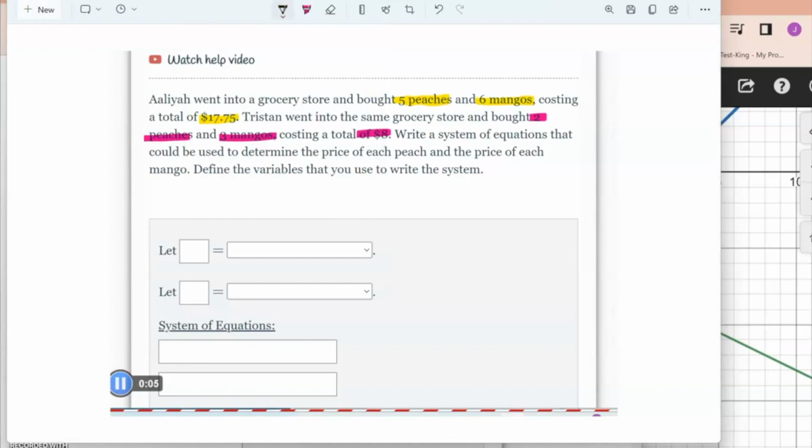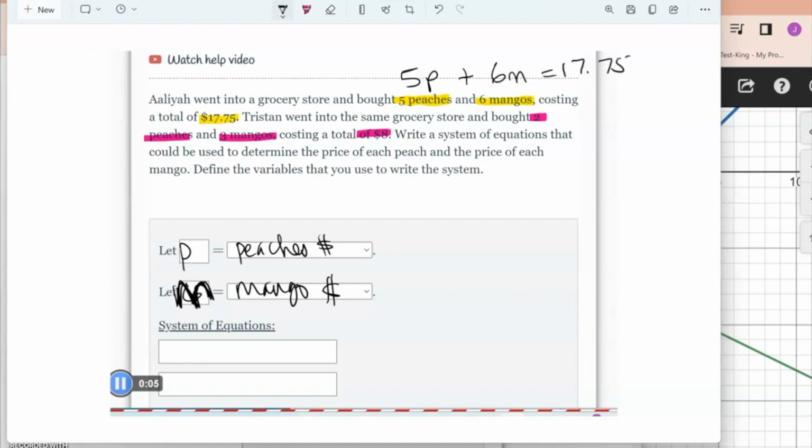So I will let P be peaches. And when it's 6 numbers, it's not number of peaches, it's money. So it's the cost of a peach. M is mangoes. All right, so be careful not to put numbers in here. These are letters. M is mangoes. And once again, it's not the number of mangoes, it's the cost of mangoes, because this is about cost. You set it up just like you read it. So this is 5P plus 6M equals 17.75.